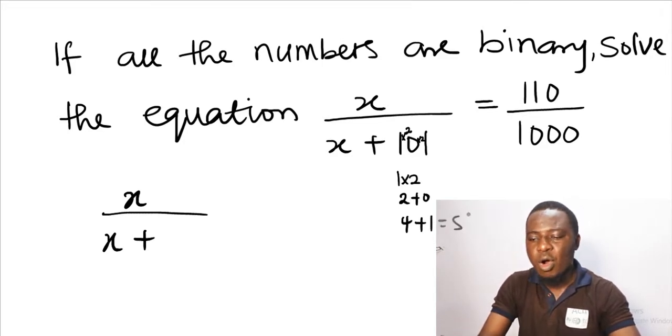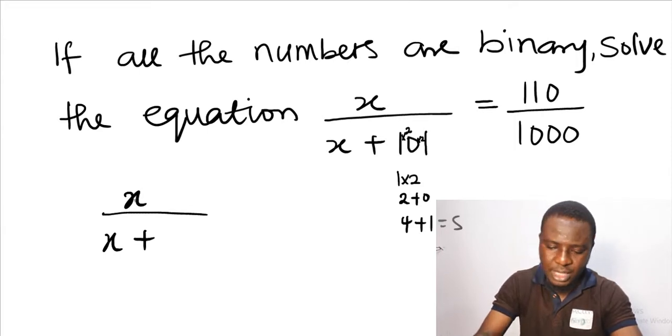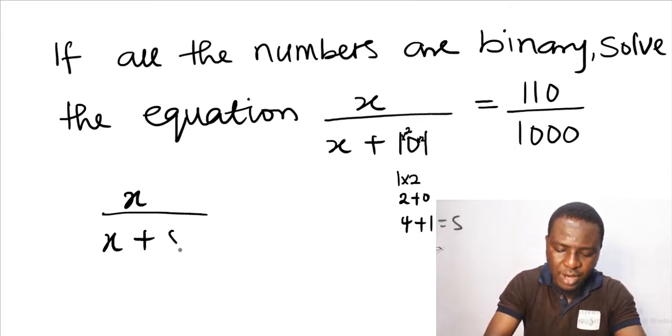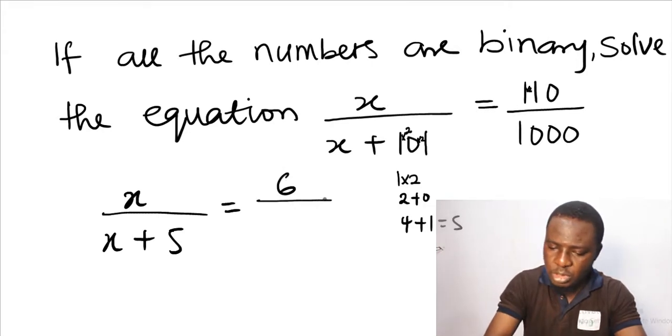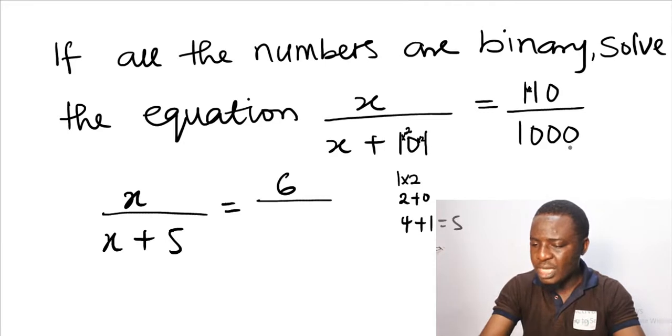So that is a quicker way of converting from other bases to base 10. So this becomes x divided by x plus 5 being equal to 110 divided by 1000. 110 in base 2: 1 times 2 is 2, plus 1 is 3, times 2 is 6, plus 0 is 6. So this becomes 6 divided by 1000 in base 2, which is equivalent to 8: 1 times 2 is 2, plus 0 is 2, times 2 is 4, plus 0 is 4, times 2 is 8.